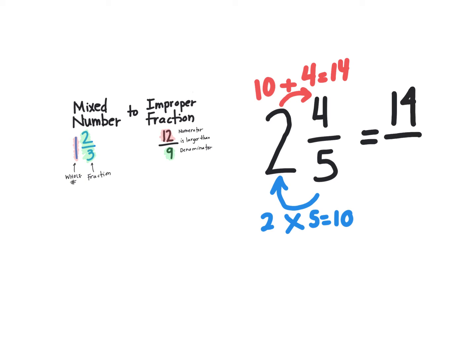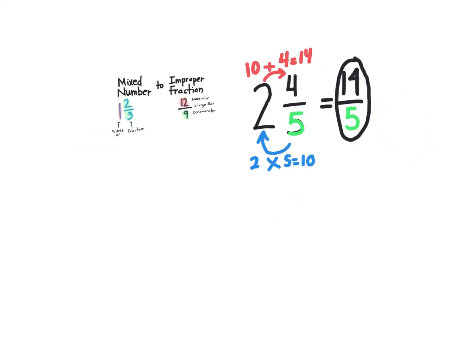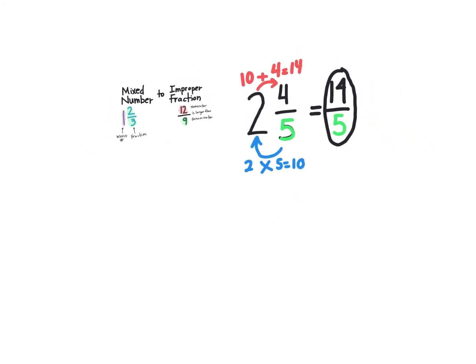And then we always leave our denominator the same. So if this is 5, we're going to leave that 5. So our denominator stays the same. So that is our final answer. That is our improper fraction. Okay, let's do a couple more just to practice, and then we are going to have you do some on your own.